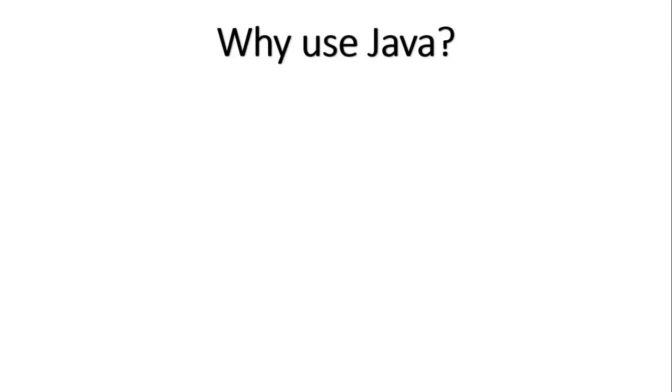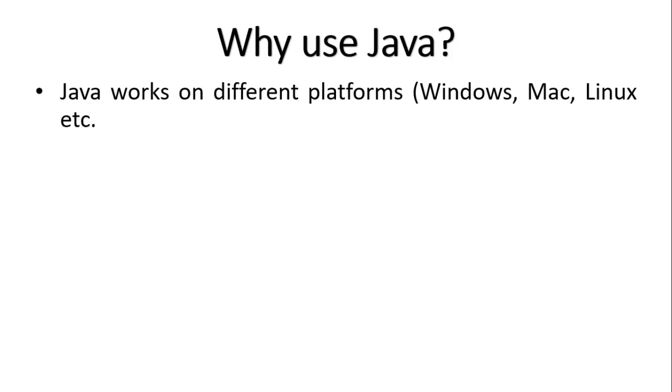Now, the question is, why should we use Java? Why should we use this programming language? First of all, Java works on many different platforms. Java can run in Windows, Java can run in Macintosh, that is Mac. Mac runs on Apple computers, right? Java also works on Linux, that's open source. So Java works on many different platforms. That is why we use Java in all these devices.